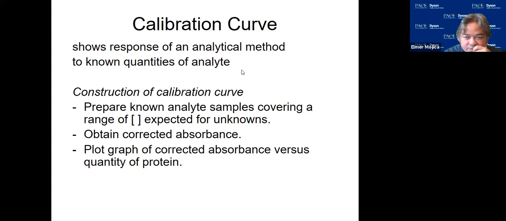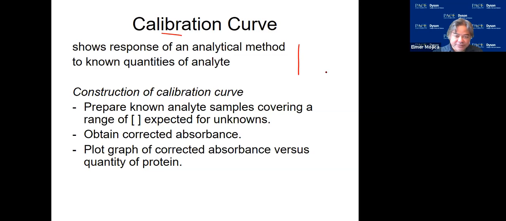Okay, so at least by this semester, you should know how to construct a calibration curve, because that's the first thing I will ask you when you do the first set of experiment in Chem 331. So we have a calibration curve, when we prepare different concentration of standards, and it shows response of an analytical method to known quantities of analyte.